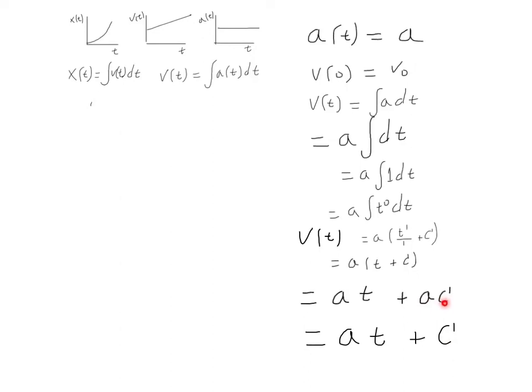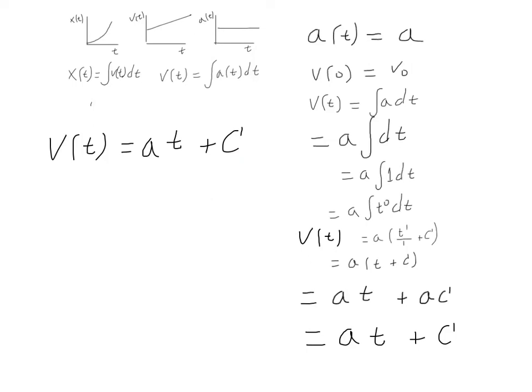Anytime you get the letter c times any other constant, we always substitute, oh, that's a different letter c, but we still write it as letter c. It doesn't matter. It really doesn't matter. Since c could be any number, it's still any number, only this time it's any number times our constant acceleration a. So what we really have for our velocity versus time equation is v of t equals at plus c, where c is an unknown constant.